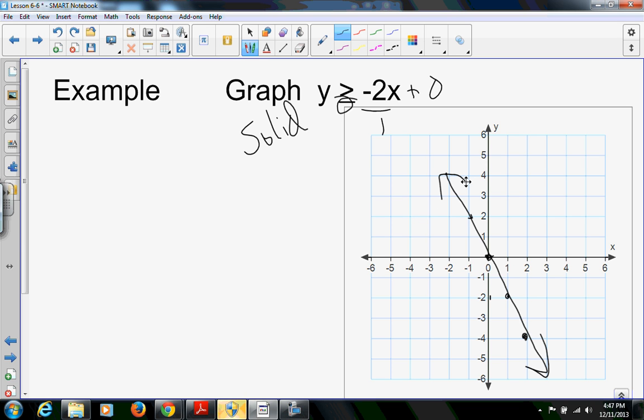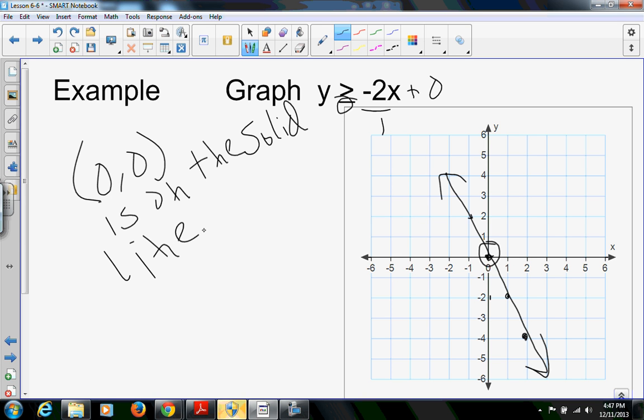And now, here's the thing. I cannot use the test point 0, 0. 0, 0 is on the line. If that's the case, you can't use it. So then I'm just going to pick another point. I'm going to pick the point 1, 1. So I'm going to plug 1, 1 into this linear inequality.